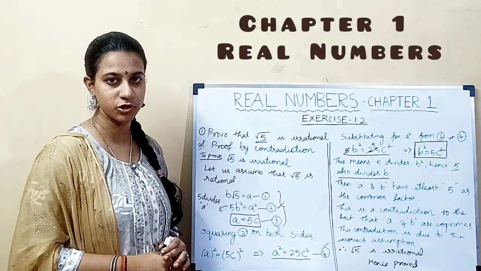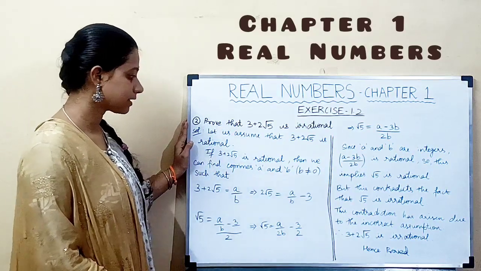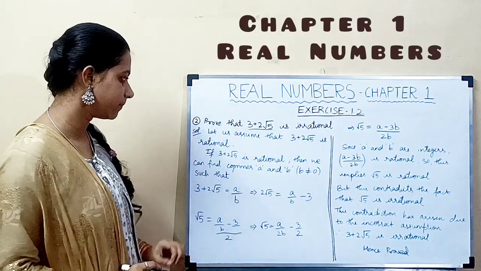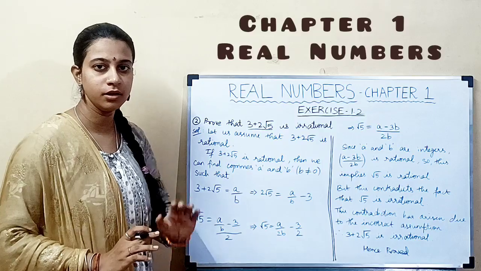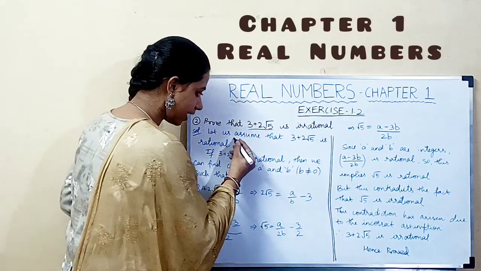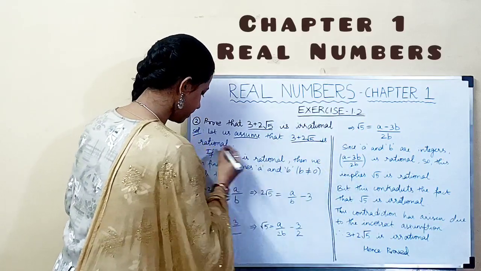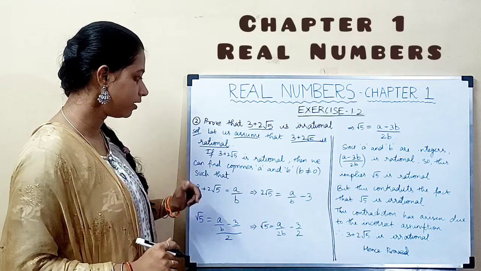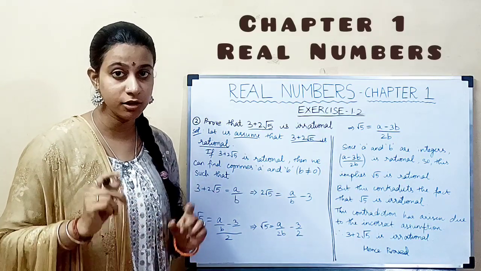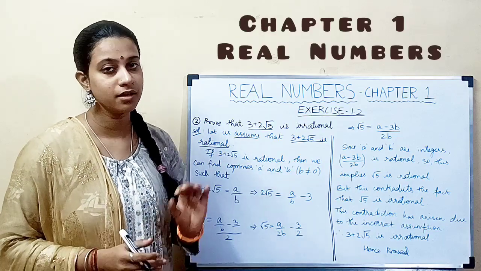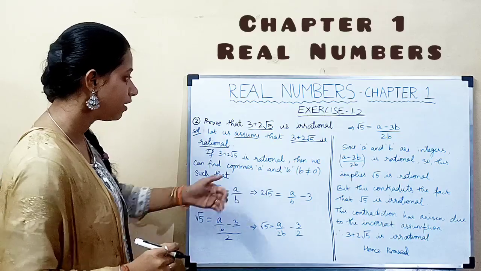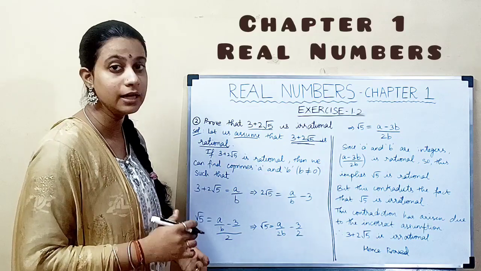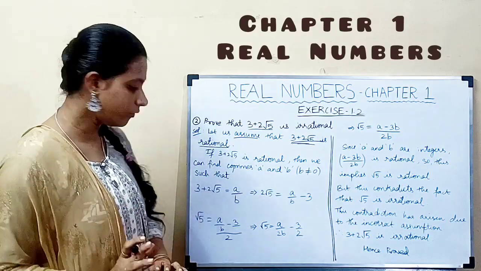Now let's move on to the second question. In the second question it is asked to prove that 3 plus 2 root 5 is irrational. So as usual we are going to start with the proof by contradiction method. Let us assume 3 plus 2 root 5 is rational. So again, when it comes to a rational number, we can find two numbers a and b as co-primes such that b is not equal to 0, and the number which we are considering to be rational can be expressed as a ratio of integers.